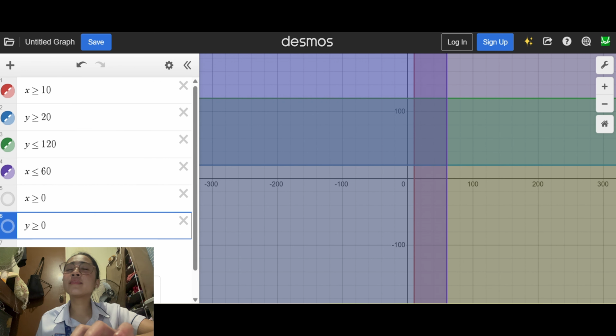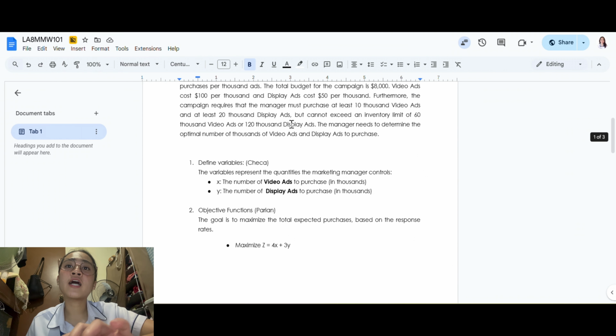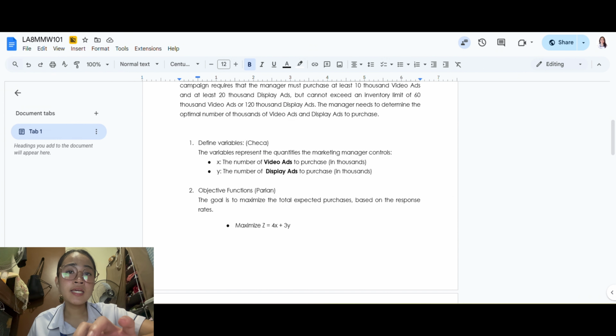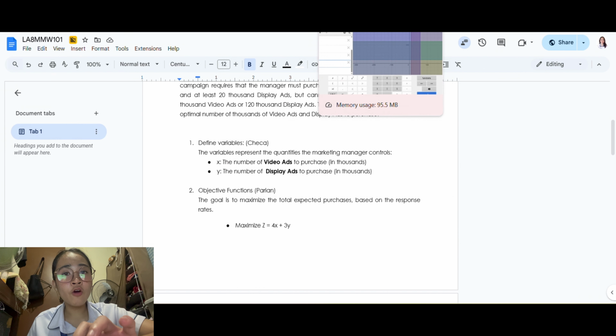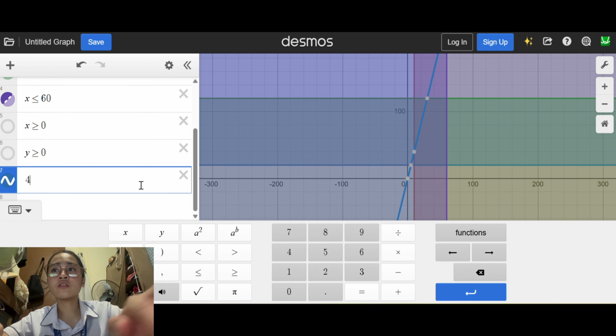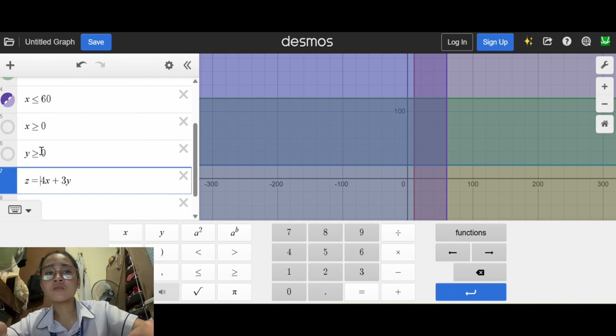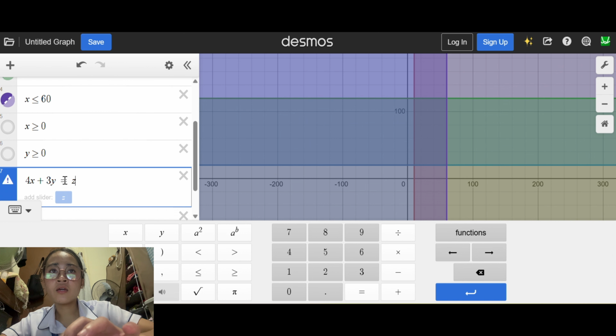And then we will input our objective function, which is z equals 4x plus 3y. So let's introduce another 4x plus 3y. It should have a slider.